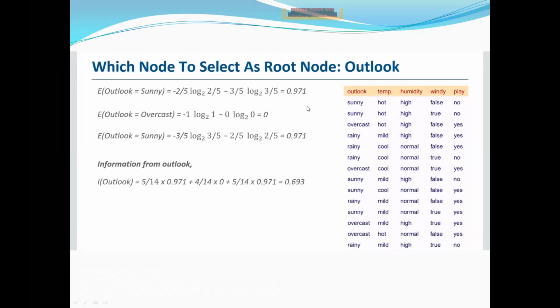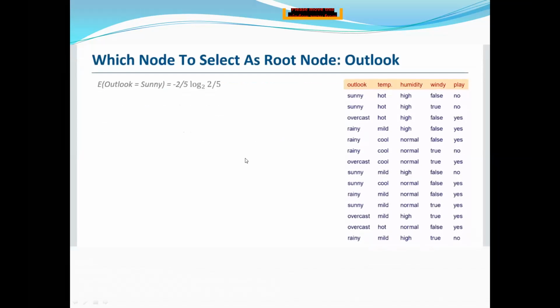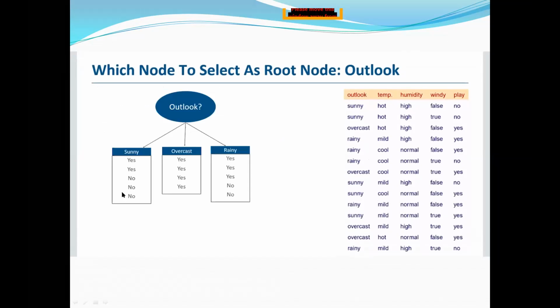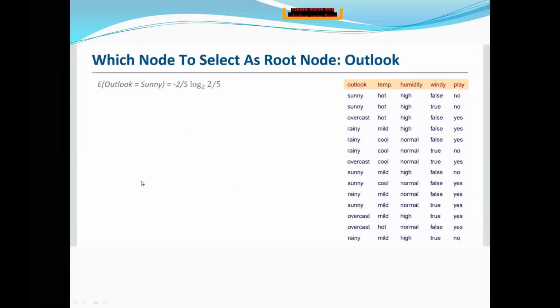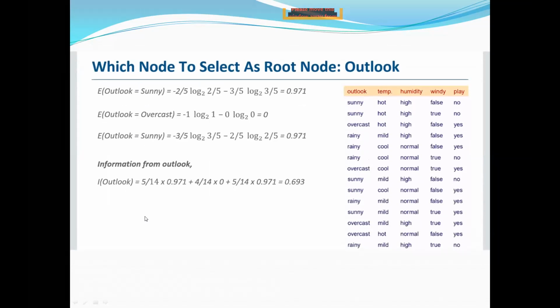Similarly, you have to calculate it for overcast, and then for rainy. Actually, it is a typo mistake, guys. It is actually rainy, but the answer is similar because for rainy and sunny the counts are similar: 3 yes, 2 no here, and 2 yes and 3 no there. That's why we are getting the same answer. It's actually rainy. Okay.